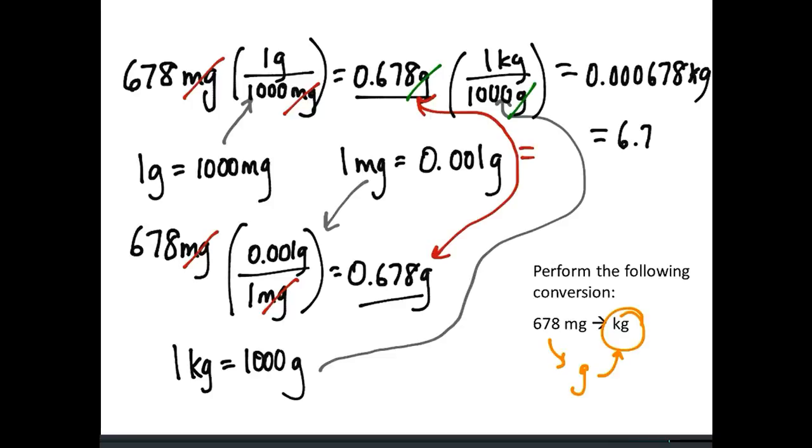0.000678 kilograms, which is the same thing as 6.78 times 10 to the minus 4. And those units are kilograms. And that's my final answer. I started out with a number with 3 significant figures, and I end up with a number with 3 significant figures. None of my conversion factors should change my sig figs because they are all exact.